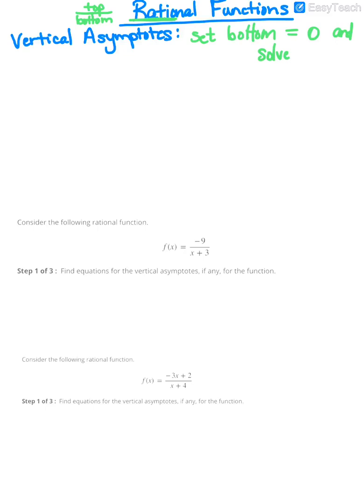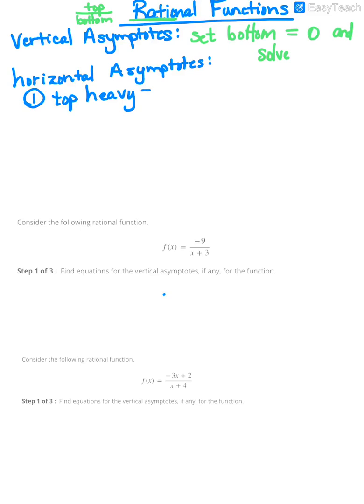Whereas when you are looking for horizontal asymptotes, you are going to have one of 3 cases. So the first case is what I refer to as the fraction being top-heavy. And that simply means that your degree of your x on top is biggest. So degree just means the highest power of x.